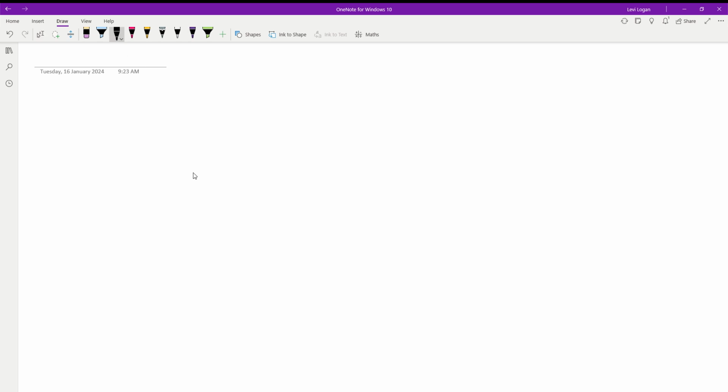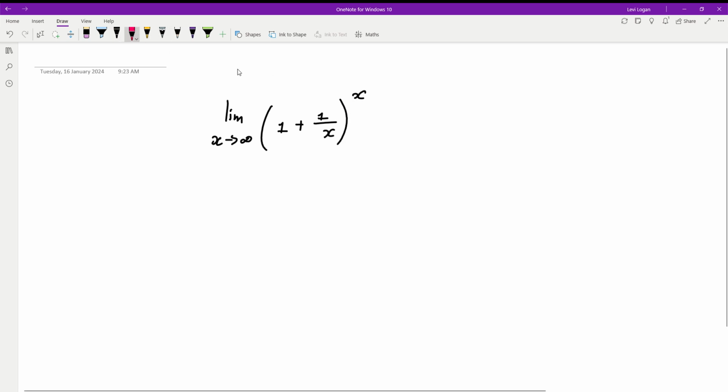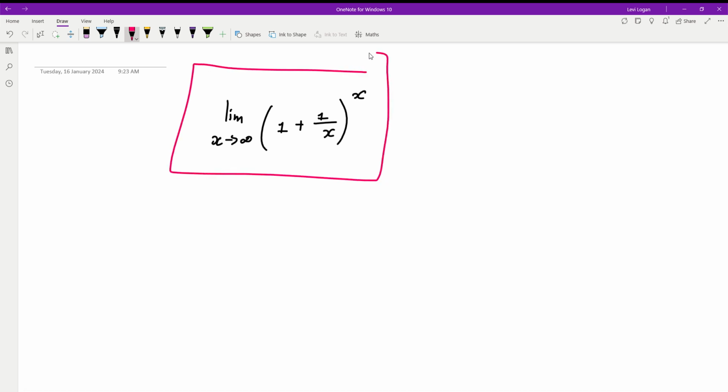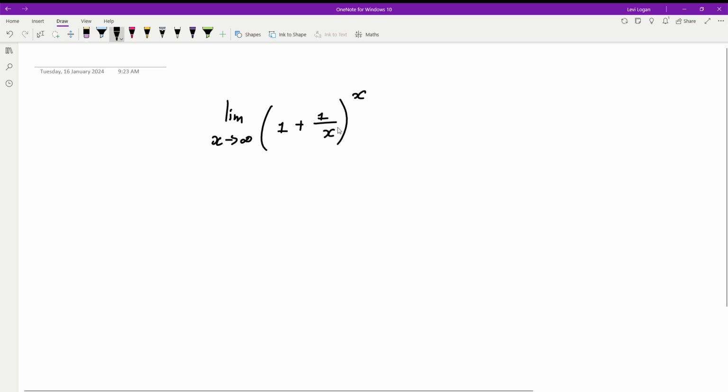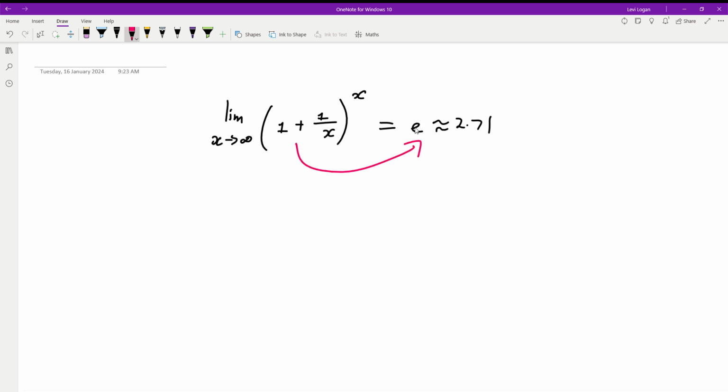In today's video we're going to be evaluating this limit, the limit as x goes to infinity of (1 plus 1 on x) all to the power of x. Now, if you've ever studied Euler functions, you might have seen this limit before, and this limit is actually equal to the number e. So e is Euler's number, which is approximately 2.71. In this video, we're going to be showing why this limit is equivalent to this number here.